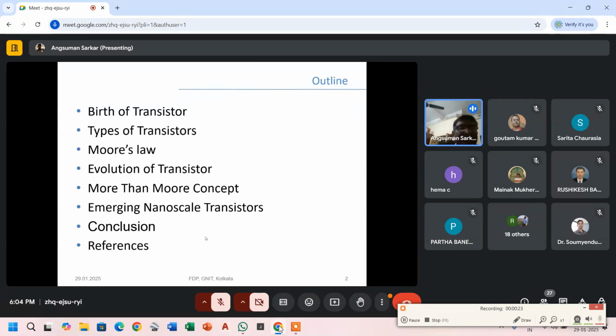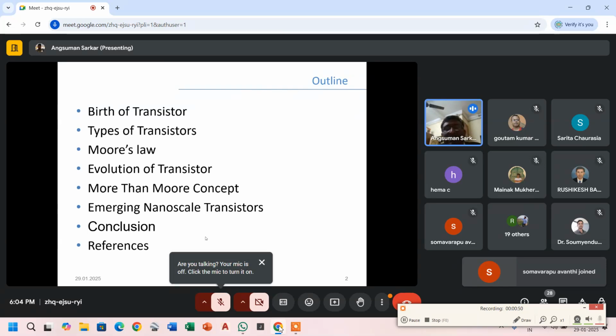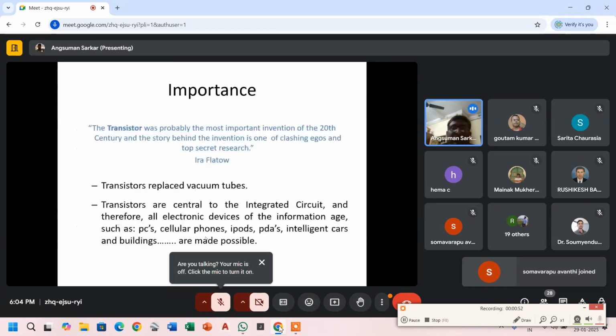generate the knowledge. Okay, and then comes the More than Moore concept. We'll discuss the various concepts that are emerging, and from that we'll continue with the emerging nanoscale transistors. So what are the emerging nanoscale transistors? What are the recent trends? We'll discuss it, and then finally I will conclude this lecture with a few references. So this is the outline, or the brief, of my talk.